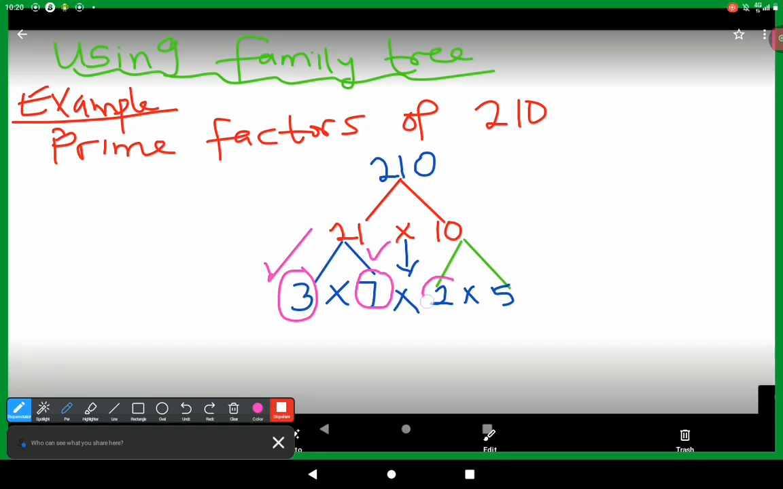What of 2? Is 2 a prime number? Yes, 2 is a prime number. Is 5 a prime number? Yes, 5 is a prime number. So all of them, they are prime numbers. So that means I'm going to stop.